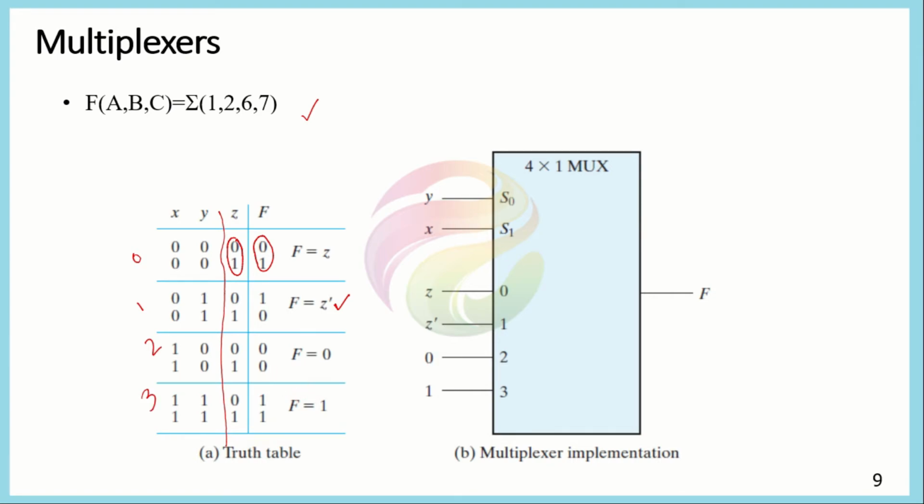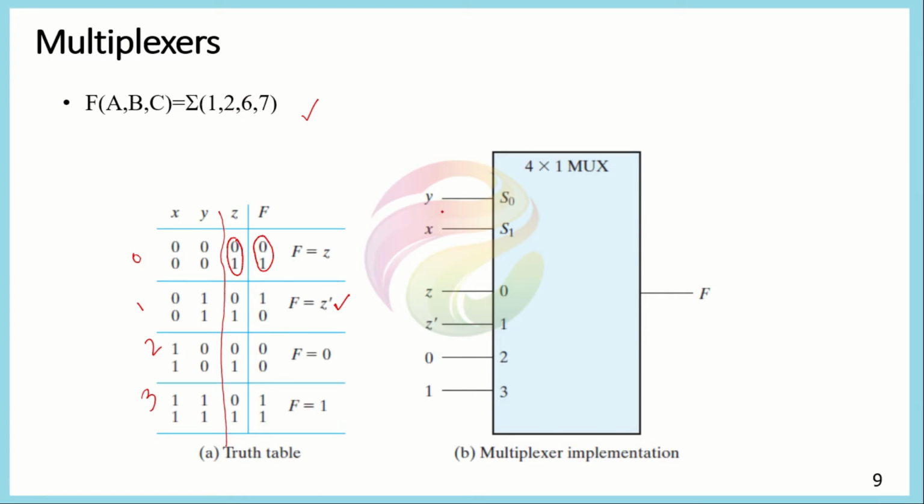Similarly, when we have the last two values, min term 6 and 7, we have both values equal to 1. In that case, for any combination of S0 and S1 equal to 1 1, we can just connect it to the hardwired 1. So in this case, we have connected it to the 1. Now this multiplexer system will behave as the logic implementer of this boolean function.